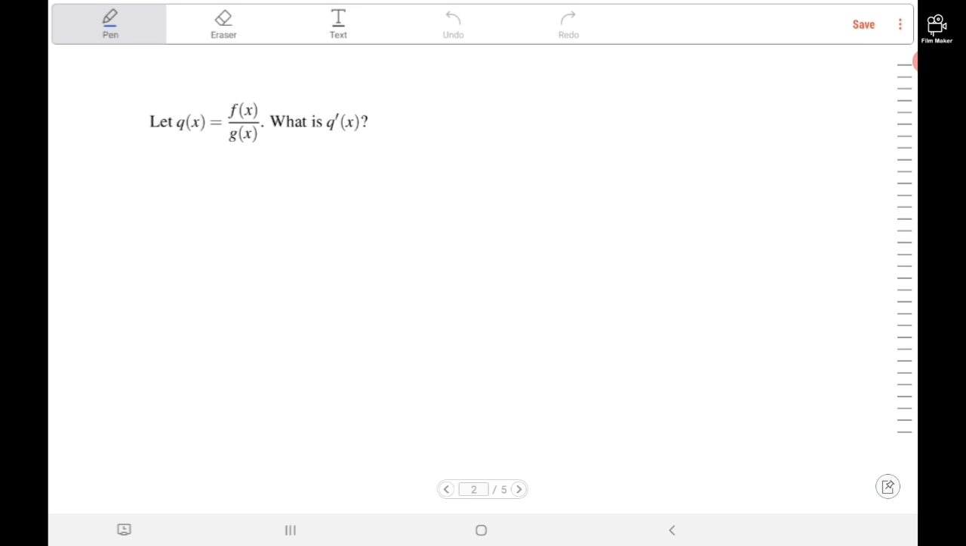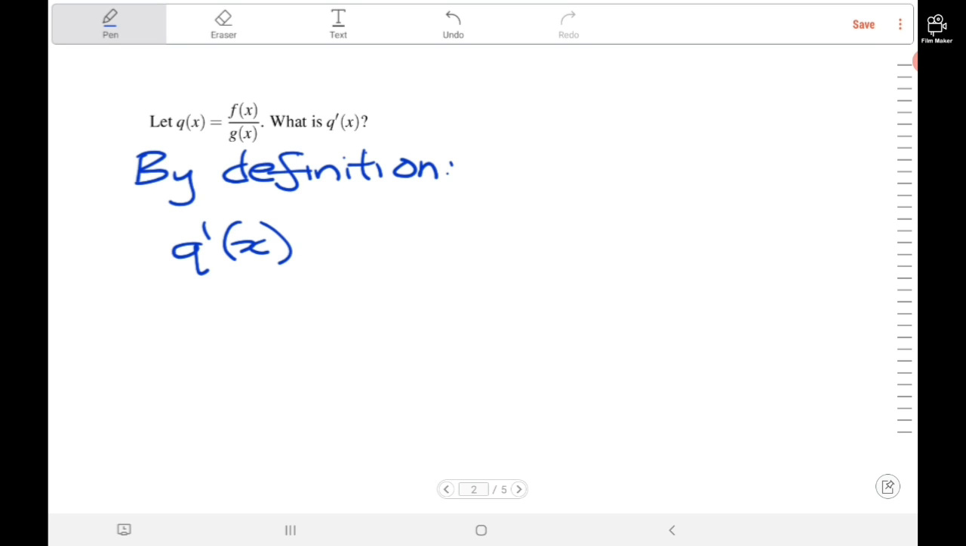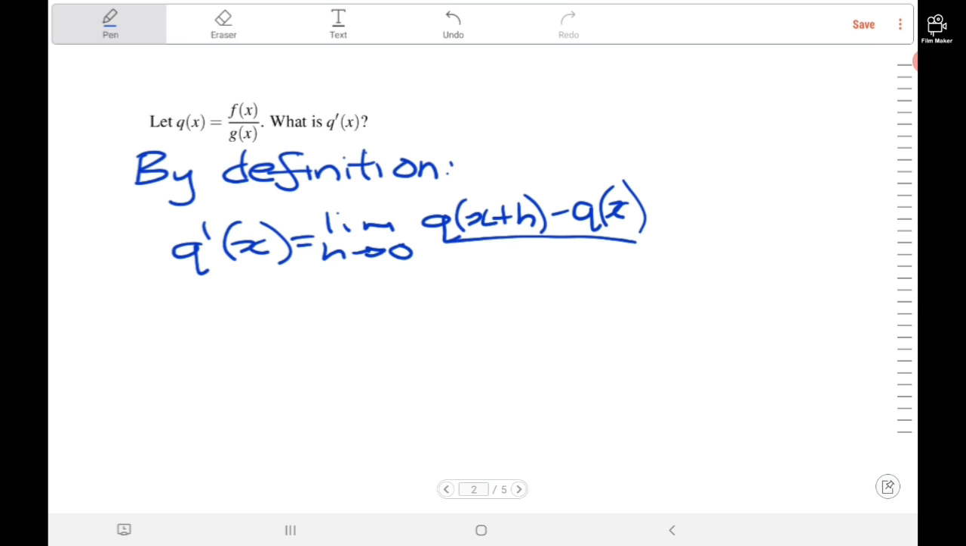And we're going to do this using the definition of the derivative. So what does the definition say? Well, by definition, the derivative is the limit as h goes to 0 of q evaluated at x plus h minus q evaluated at x, divided by h. And, well, we know something about what q is. It's f divided by g.